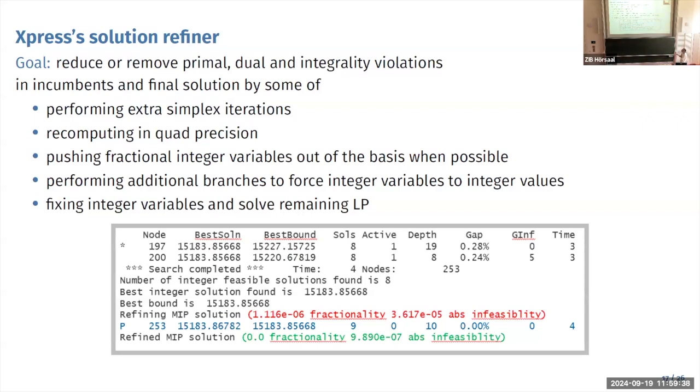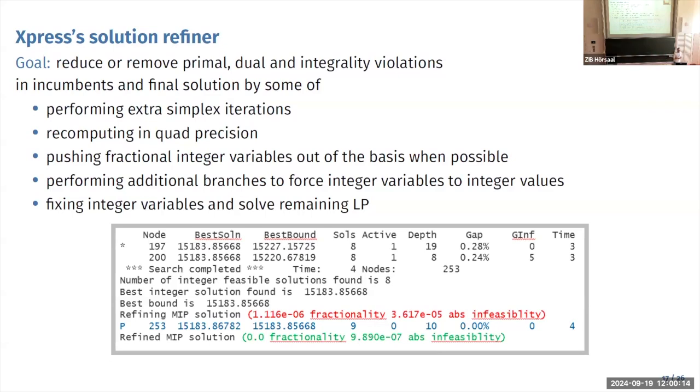You can do this for all the incumbent solutions that you encounter. An incumbent solution is always the best known solution that you have during the solution process. So if you find a new one, you can apply something like this, or also just at the very end for the final solution. And what could you do? Many different things. For instance, if it's an LP solution, you could perform extra simplex iterations to become more feasible, not stop at the first basis where your tolerances are satisfied, but go a bit further, right? Or you could recompute the solution in higher precision.